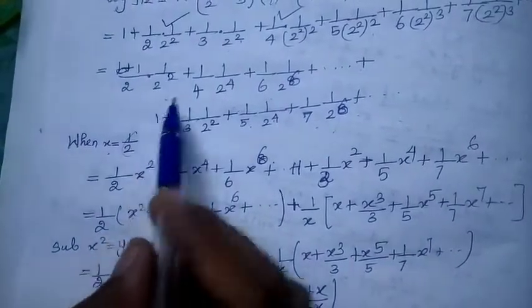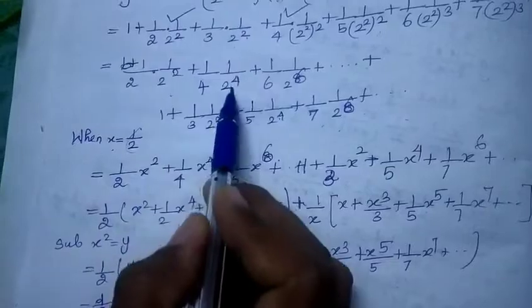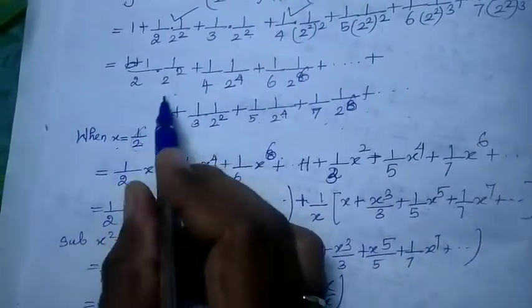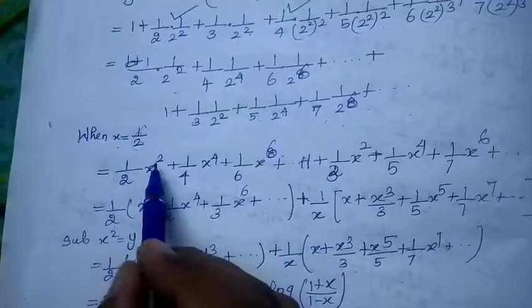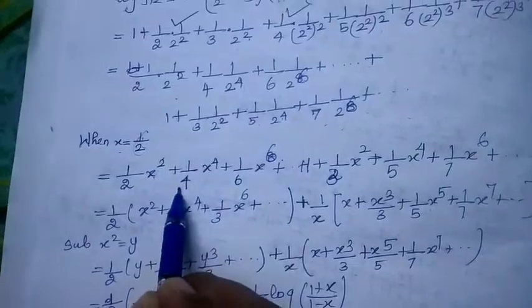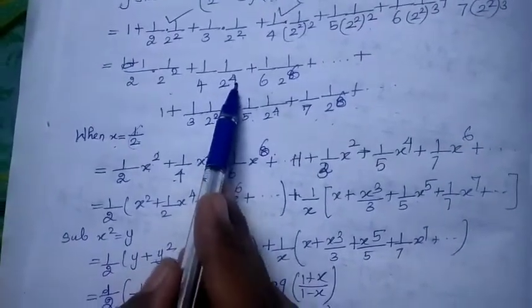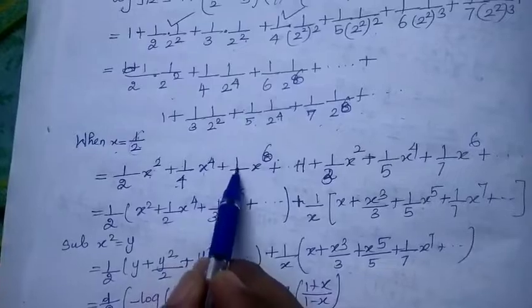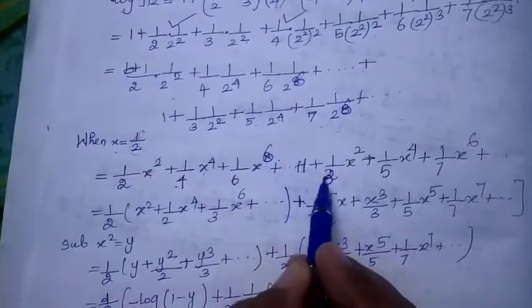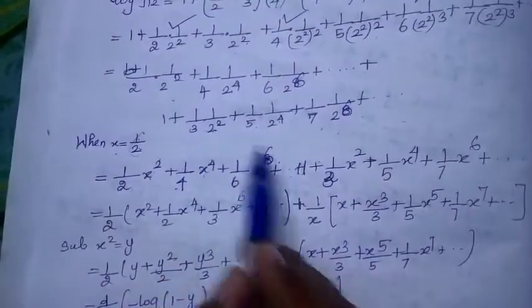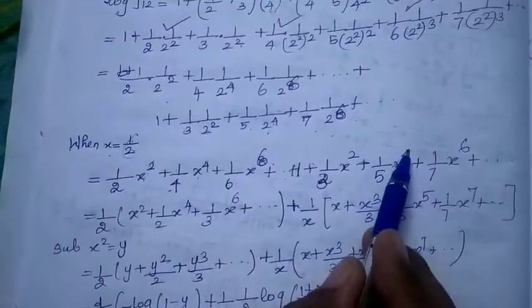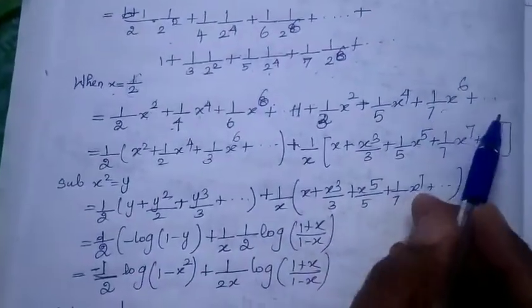That is what we have: we put the terms 1 by 2 square, 1 by 2 power 4, 1 by 2 power 6, the same, just replacing 1 by 2 by x. So you will get 1 by 2 into x square, because we have 1 by 2 square, plus 1 by 4 into 1 by 2 power 4, that can be written as x power 4, plus 1 by 6 into x power 6 plus etc. Plus 1 by 3 into x square, plus 1 by 5 into x power 4. Similarly you have to write the next step, right?